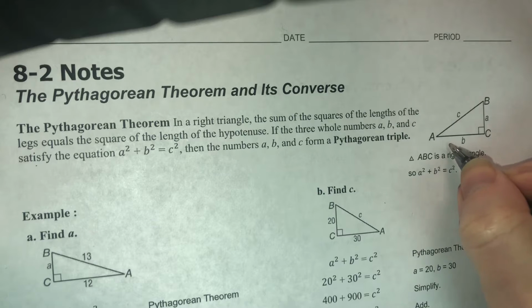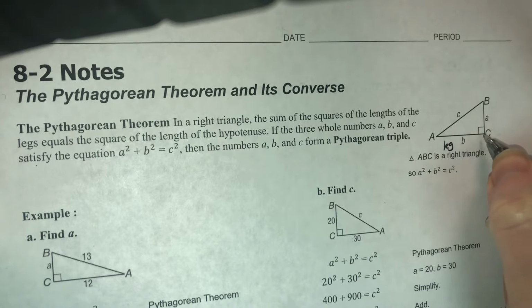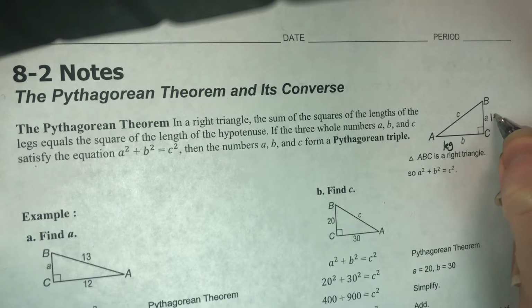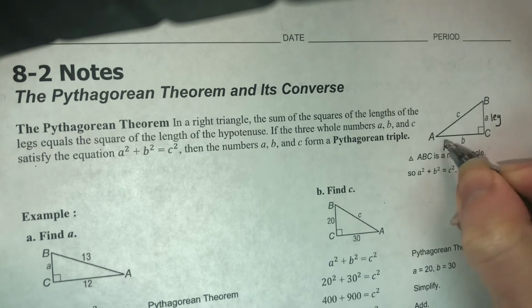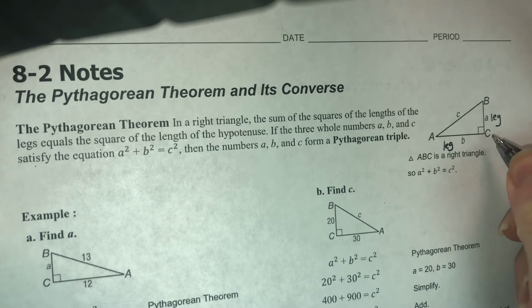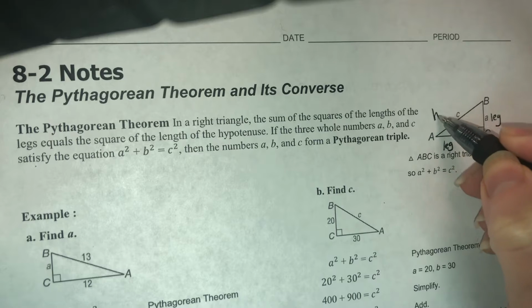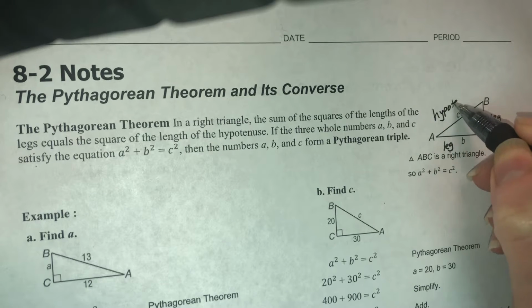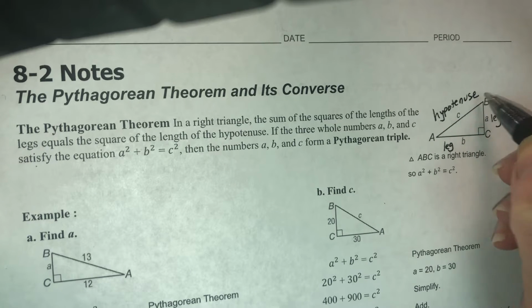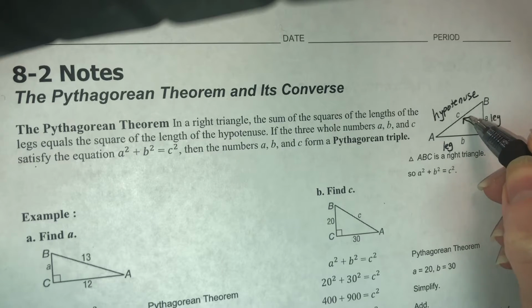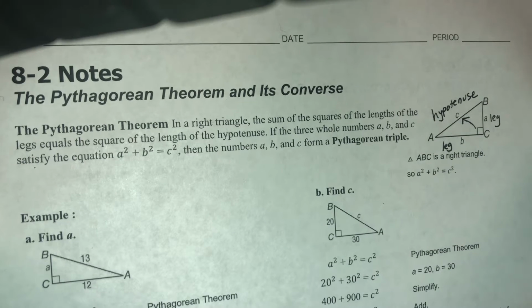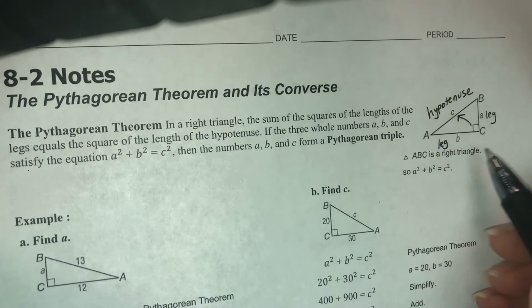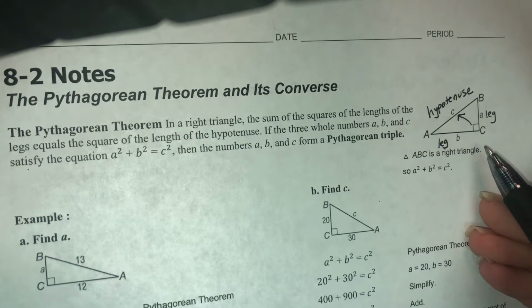So the two legs of a right triangle are the sides that touch the 90-degree angle. So one leg and the other leg both touch that 90-degree angle. The hypotenuse is the longest side of the right triangle. It's the one across from the 90-degree angle, and it does not touch the 90-degree angle.